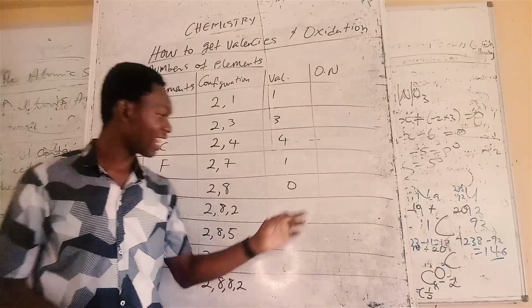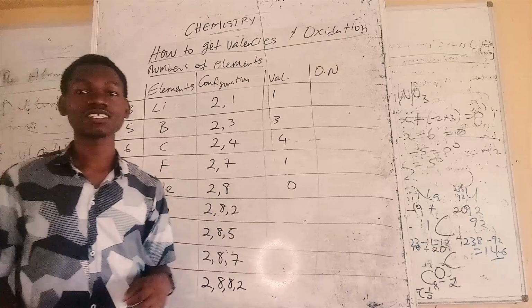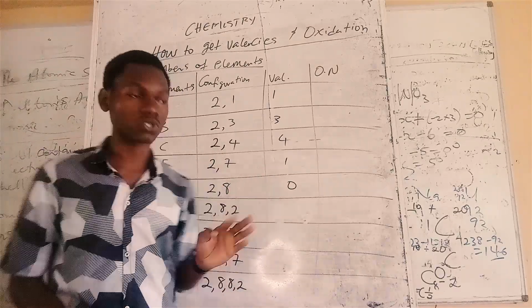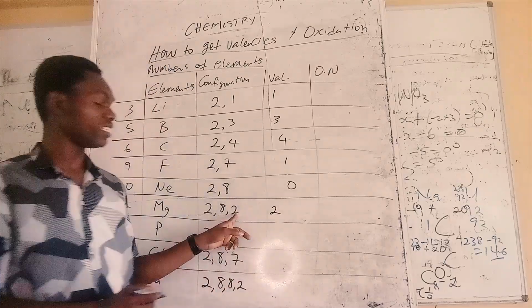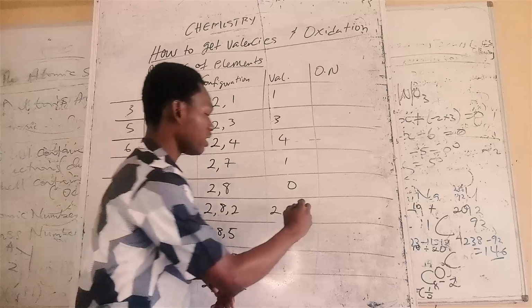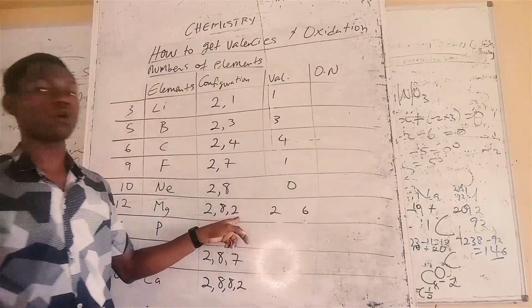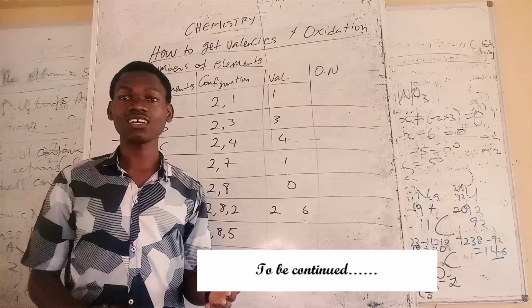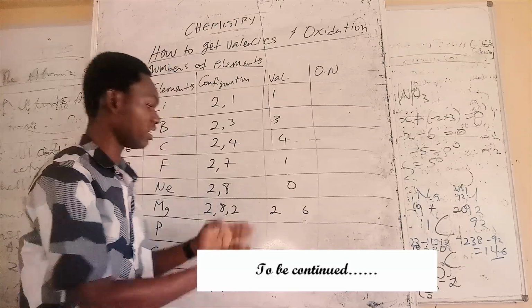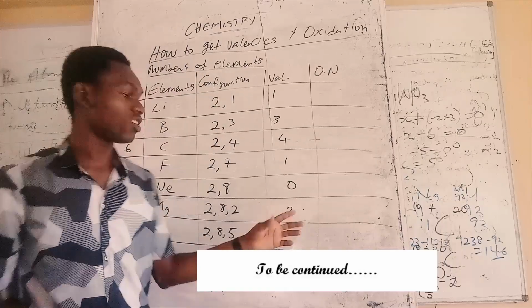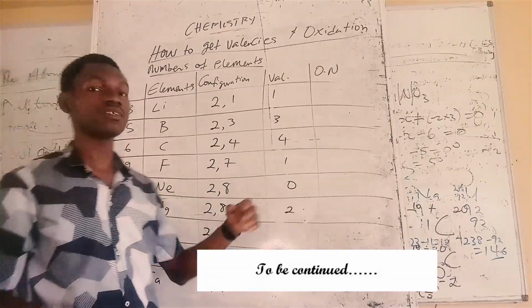Is that okay? Now what about magnesium? Magnesium having 2 valence electrons has 2 options also. It either loses its valence electrons or it gains 6 in order to become 8. So between 2 and 6, which of them is lesser, or which of them is easier to attain? Which is 2. That is to say that the valency of magnesium is 2.